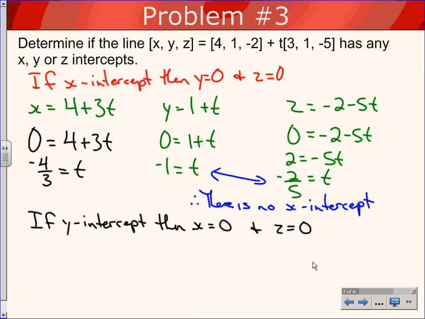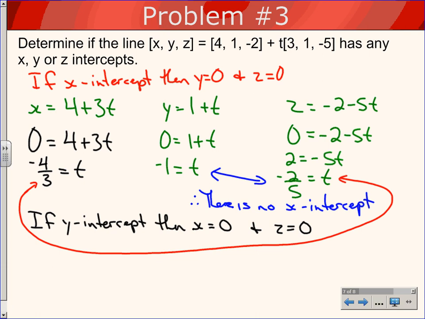I'm going to make a mess of things. I'm going to do it anyway. So I'm pointing at this guy and this guy. And because they're different, there's no y-intercept. And hopefully you're already a step ahead of me now. If we wanted to check the z-intercept, we would need x and y to be 0. Well, we've already done that too, right? We've got the values of t. If we subbed in 0 for x and y, we get minus 4/3 and minus 1. That didn't work either. So there's also no z-intercept.